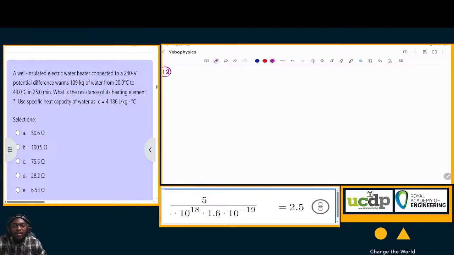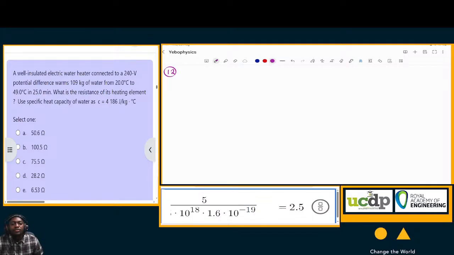Question 12 reads, a well-insulated electric water heater connected to a 240 volts potential difference warms 109 kilograms of water from 20 degrees Celsius to 49 degrees Celsius in 25 minutes. What is the resistance of its heating element? Use the specific heat capacity of water.